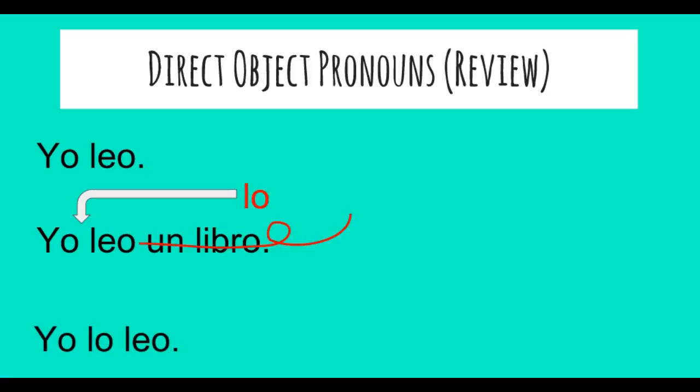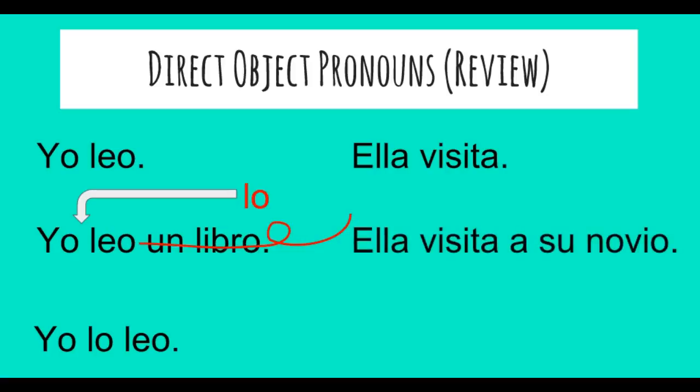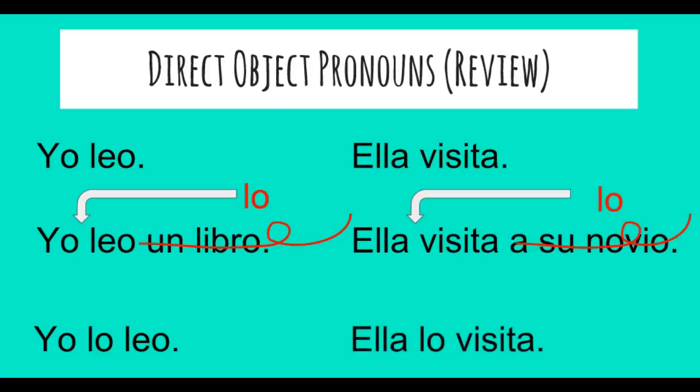Let's try another example where our direct object is a person instead of a thing. I could say a very broad sentence, ella visita, she visits. If I want to get a little bit more specific about who she visits, I could say ella visita a su novio, she visits her boyfriend. If I just want to say she visits him, then I can change a su novio to lo, rearrange my sentence and put it before the conjugated verb, so then I have ella lo visita.